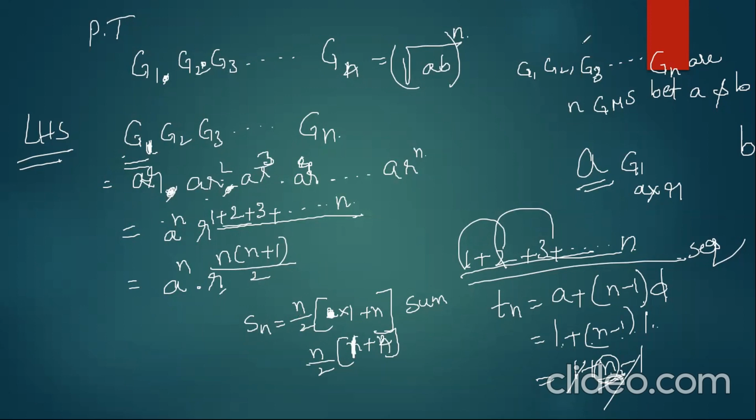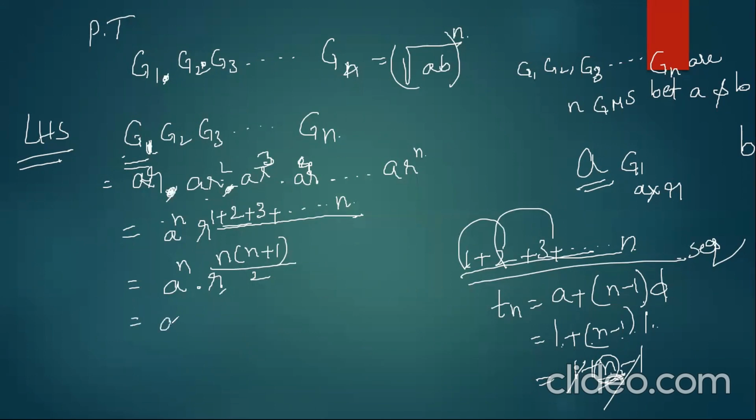I am going to erase this part. Okay. You observe n into n plus 1 by 2, right? A to the power of n into r to the power of n into n plus 1 upon 2, right? N into n plus 1 upon 2. So, how do you write this one? Can I write this as whole power half, meaning you can take this as under root, r to the power of n into n plus 1, okay? N into n plus 1, under root, yeah?